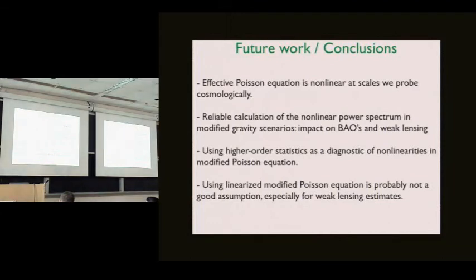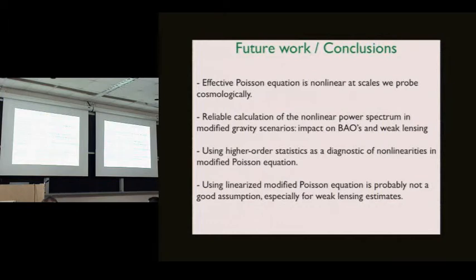As I said, I tried to stress that the effective Poisson equation may be nonlinear at the scales we are probing with cosmology. The next step will be a reliable calculation of the nonlinear spectrum, which takes into account this effect. In particular, we want to see what the impact is for baryon acoustic oscillation experiments and weak lensing at smaller scales. Something I didn't have a chance to talk about is that, as usual, if there are nonlinearities, you can use higher order statistics, such as the bispectrum, as a diagnostic for extra nonlinearities which appear when you modify gravity.